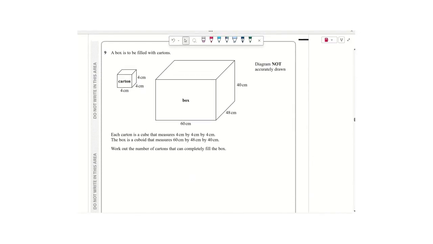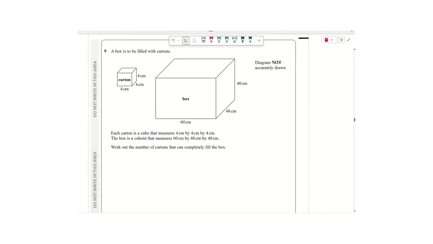Number 9, we're filling a box with cartons. So we've got a big box, which is 60 centimetres by 48 by 40. And we've got our little cartons, which are 4 centimetres in every direction. The number of cartons that can completely fill the box.